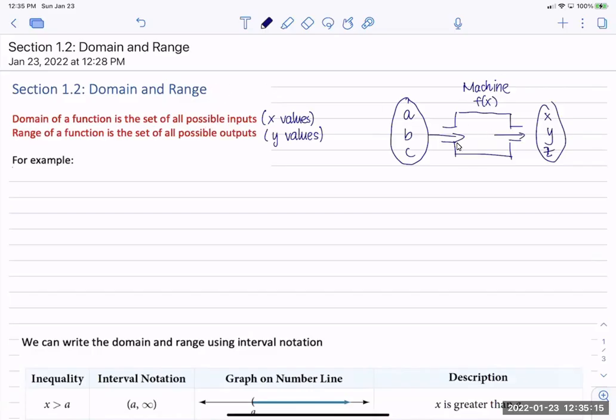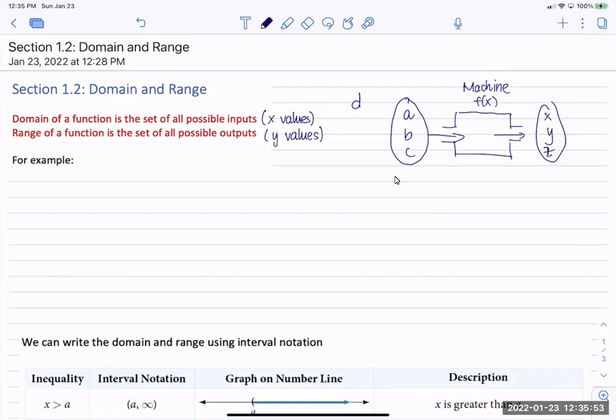So this machine only accepts the numbers in the domain, that is A, B, and C. If I have something else outside, like D, and I try to put it into the machine, because it's not in the domain, it's not going to come out with an output. The machine only accepts A, B, C. Anything else is not acceptable, which means the domain of this function is only A, B, and C. So our job in this section is, given a function, to find out what the domain of that function is.